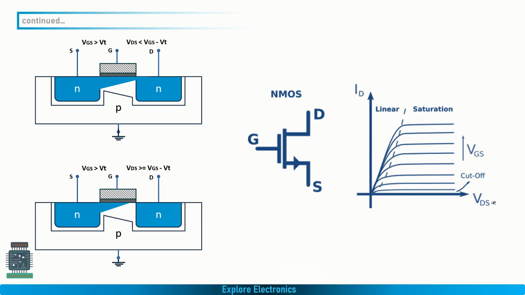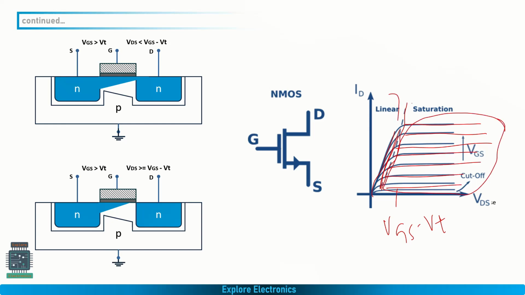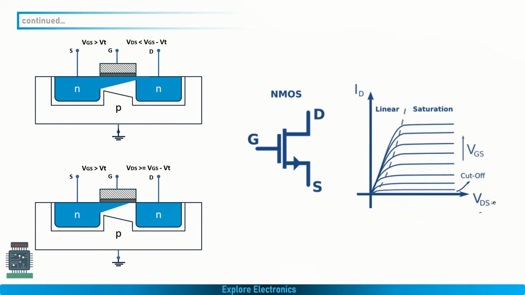Up to some level, you can see the current is increasing, and after it reaches the VGS minus VT point, the current becomes constant, and we call it the saturation region. This region of operation is called the saturation region, and this region is called the linear region. When there is no VDS and only VGS is applied, the current will be zero. We call it the cutoff region. Once we start applying VDS, only then will current start to flow. This is about the enhancement mode transistor.